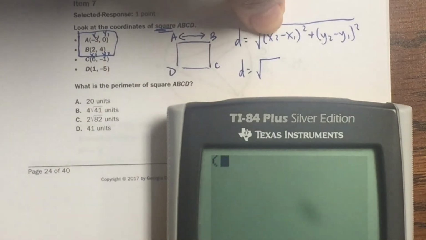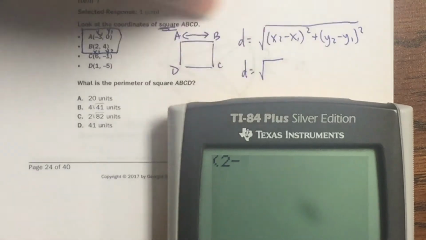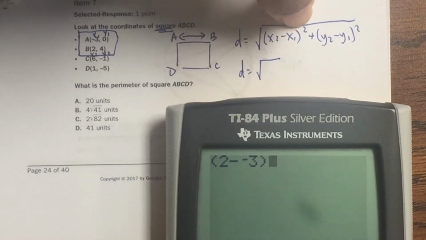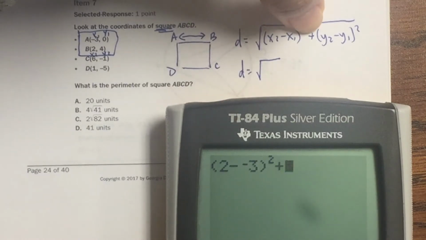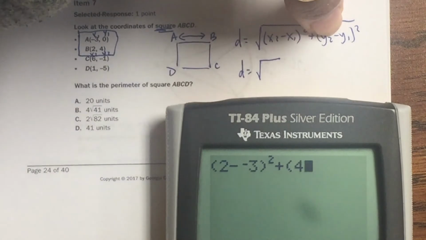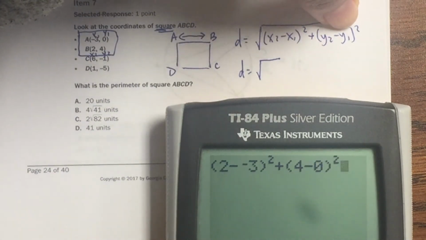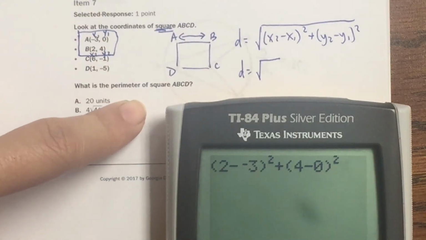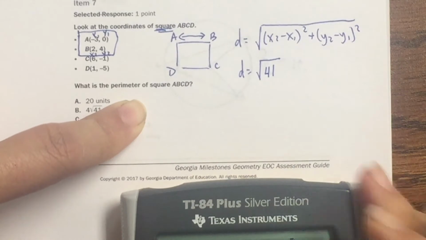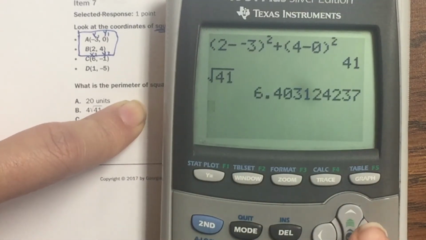So open parentheses, x2 is 2, minus x1, which is negative 3, close parentheses, squared, plus y2, which is 4, minus y1, which is 0, close parentheses, squared. Make sure it reads just like it should. Enter. 41. The distance is the square root of 41. If I take the square root of that, it's not going to give me a whole number, so I'm going to leave it like that.